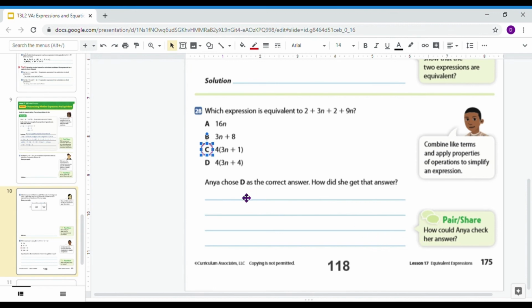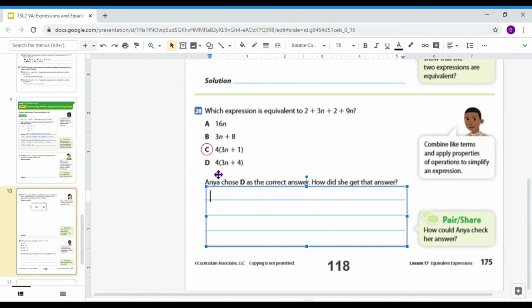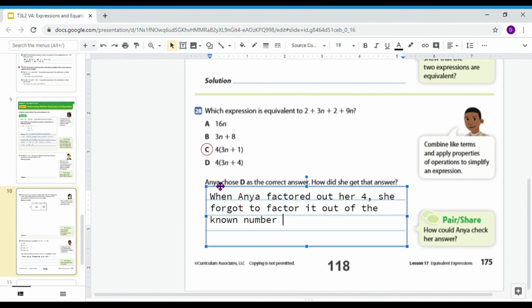And it says Anya chose D as the correct answer. How did she get that answer? When she factored, it looks like she factored out her 4, just like we did. But when she factored out her 4, she forgot to factor it out of the known number, which was 4.